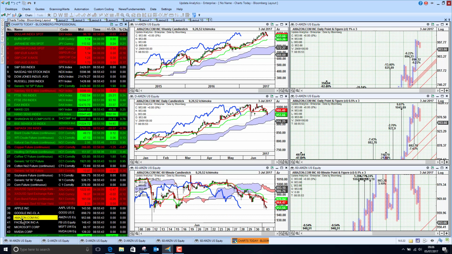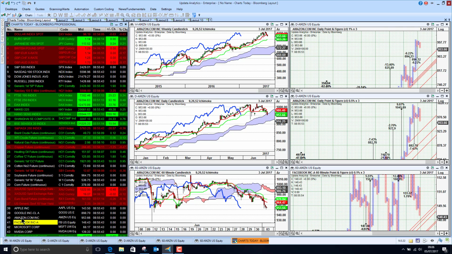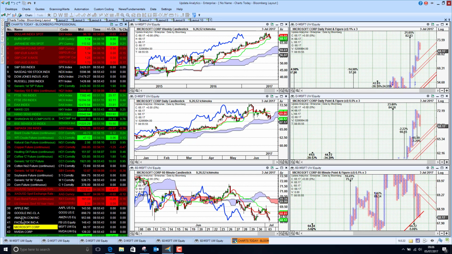Amazon also a worry, but not quite hitting its lows. Facebook the same, holding up. And Microsoft also looking like Google, just a bit lower. So watch today for movement in Google and Microsoft shares. Lower still will drag the Nasdaq down.